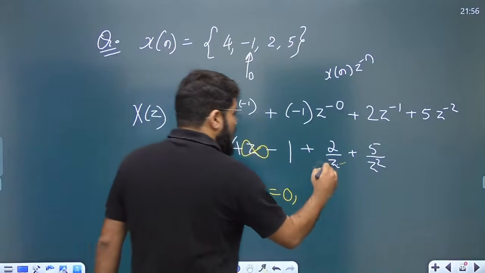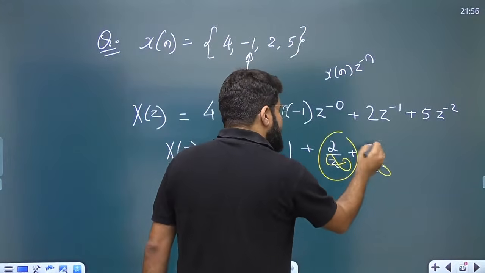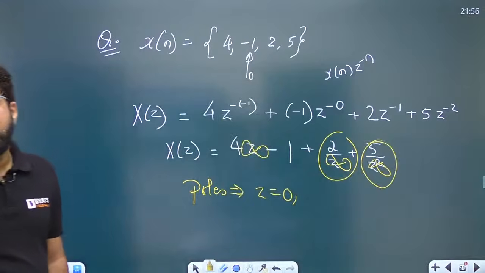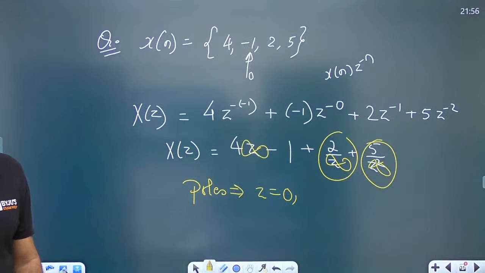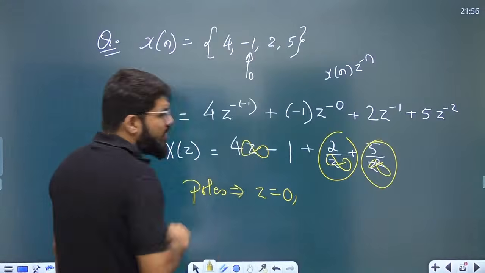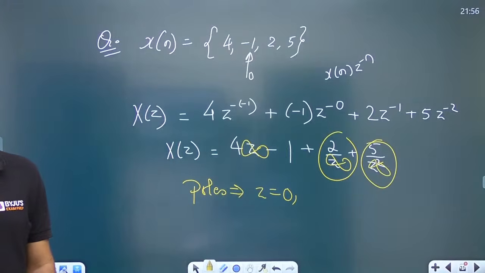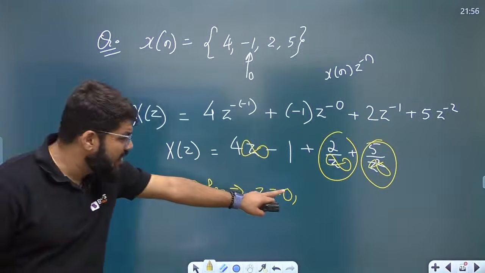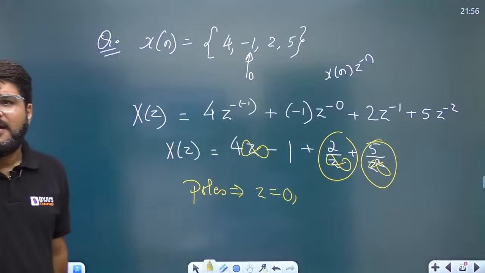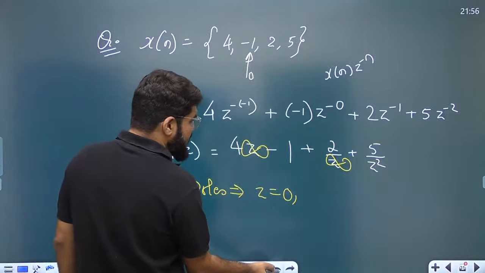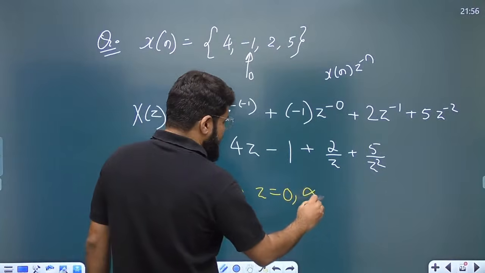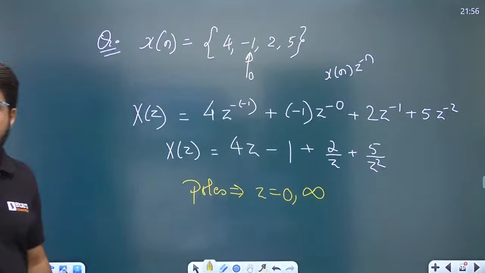4 into, see, 1 upon infinity will be 0. This is finite. 1 upon infinity is 0. This is known as the finite. But 4 into infinite will be infinite. So even if you put z equal to infinity, the function will be infinity, and hence the Z transform is infinity, and hence it is a pole. So there are poles at 0 and infinity.